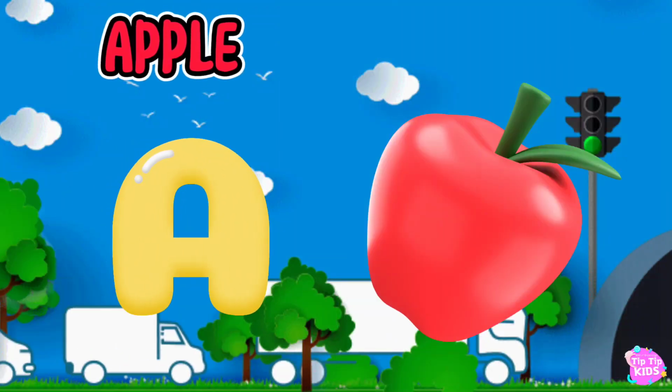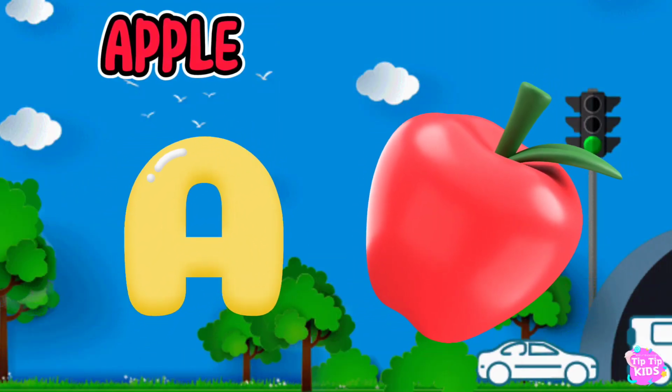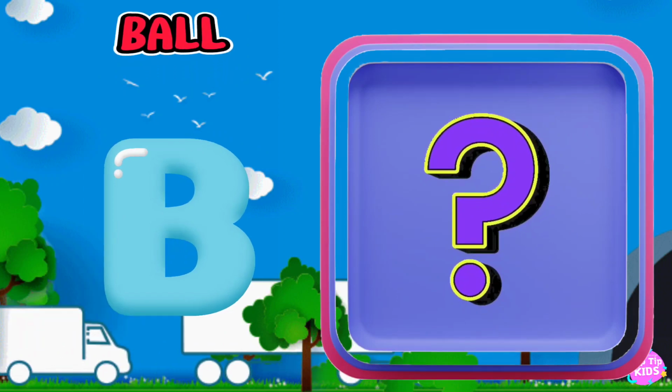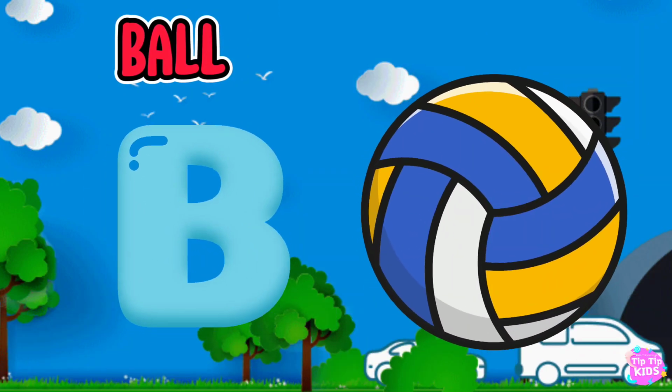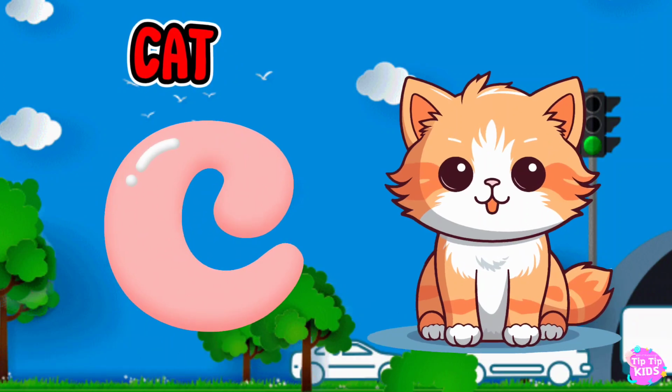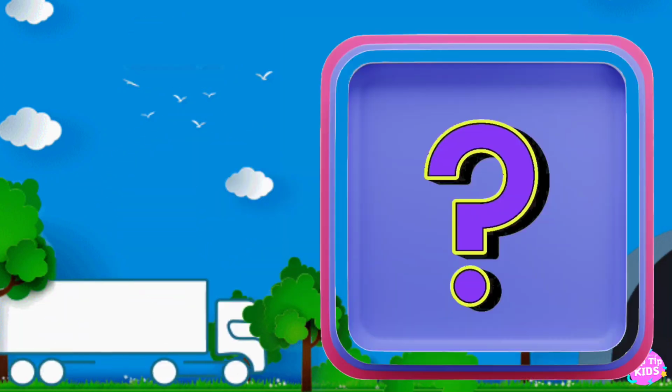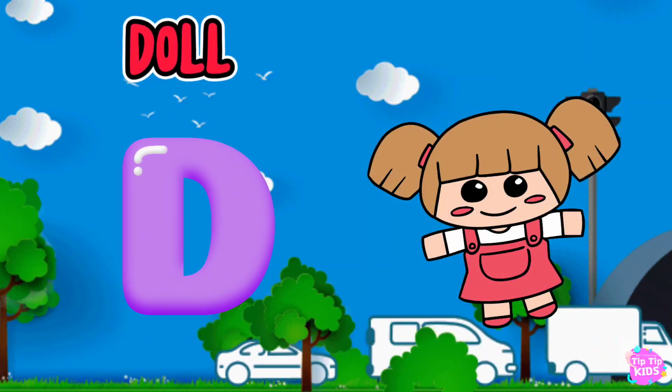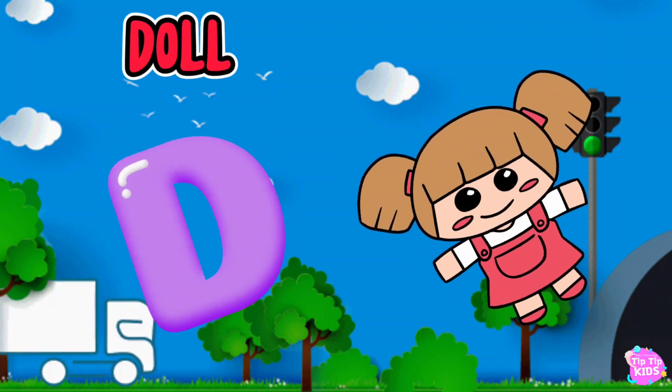A is for apple, apple. B is for ball, ball. C is for cat, cat. D is for doll, doll.